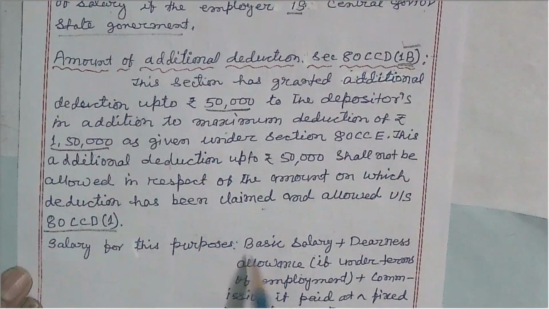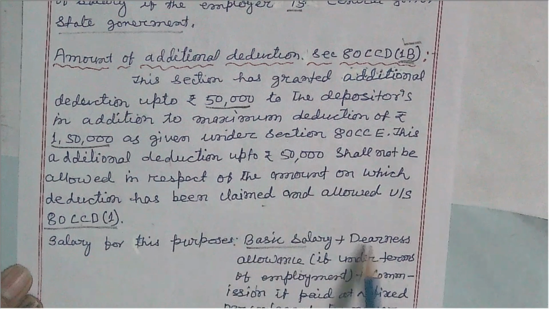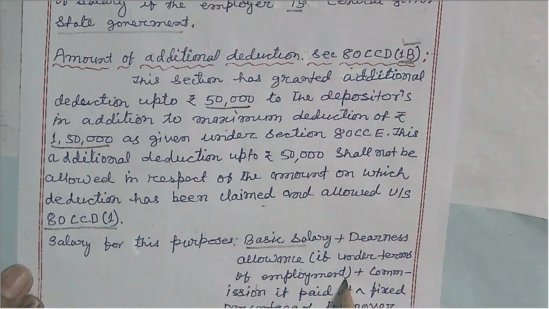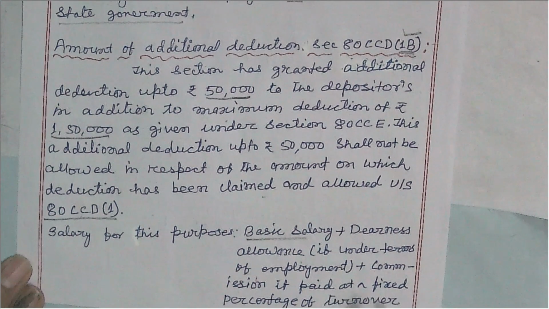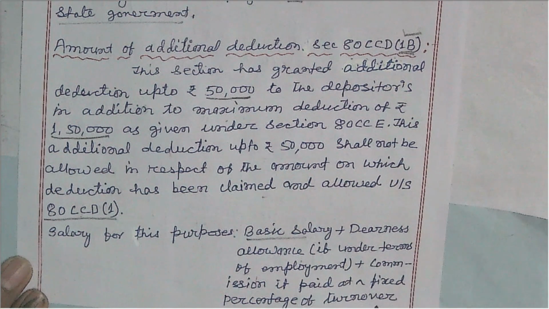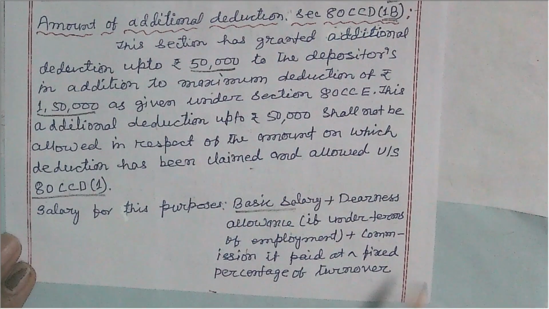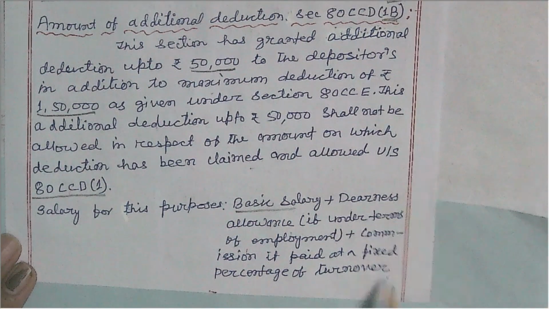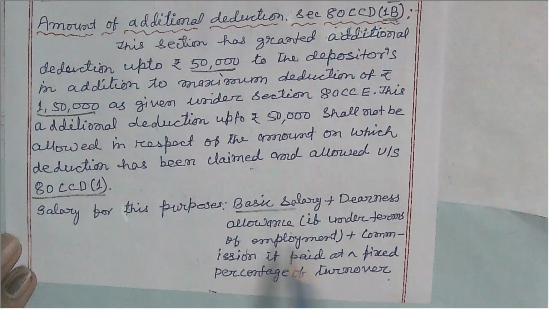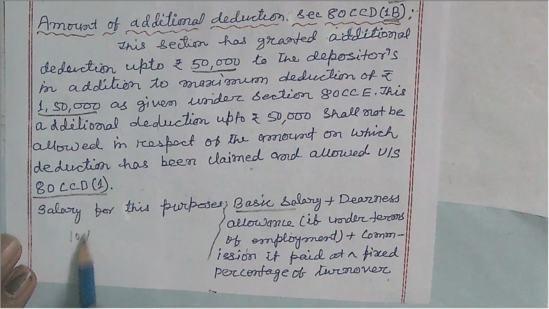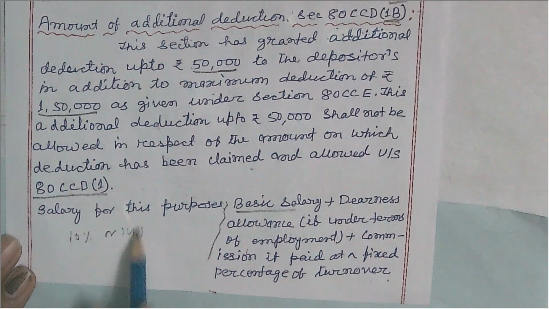So here salary means basic salary plus dearness allowance, if under the terms of employment it is a part of salary, then plus commission, if paid at a fixed percentage of turnover achieved. Commission is given in the question. So for the salary purpose, we have to take three elements for calculating either 10% or 14% salary.